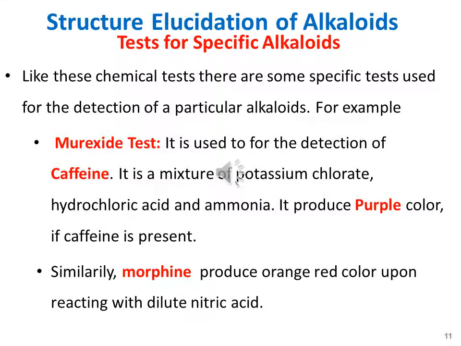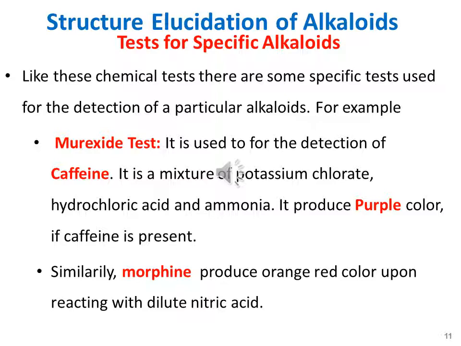Like the other chemical tests, there are some chemical tests used for the detection of specific types of alkaloid. So these chemical tests cannot be used for the detection of all the alkaloids. For example, the Marquis test is used for the detection of caffeine. It is a mixture of potassium chlorate and hydrochloric acid in ammonia solution. It produces a purple color if caffeine is present.